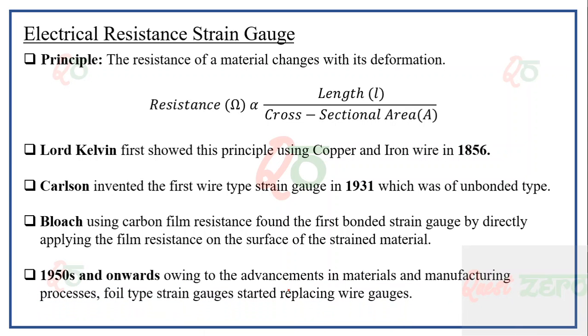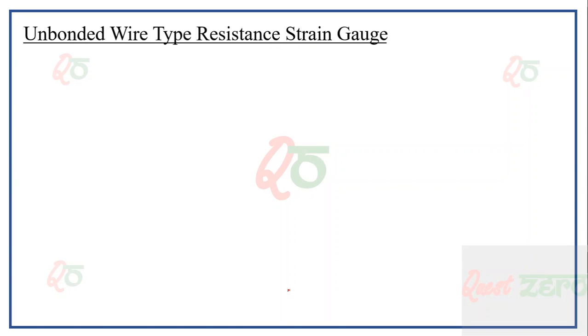Finally, from the 1950s onwards, because of the vast development in industry and material research, and the advancements in manufacturing processes, it paved the way to foil type strain gauges, which is nothing but an extension of bonded type strain gauges. Instead of using wire, the foil type was employed. So what are these unbonded wire type resistance strain gauges?